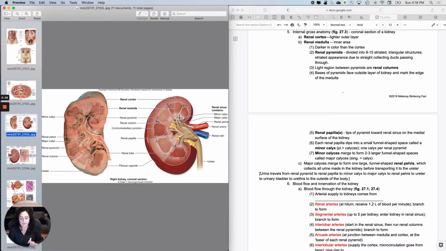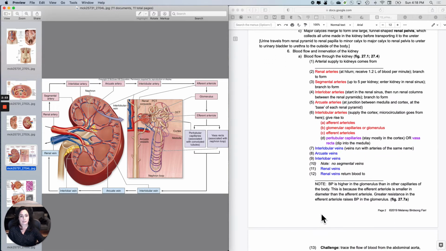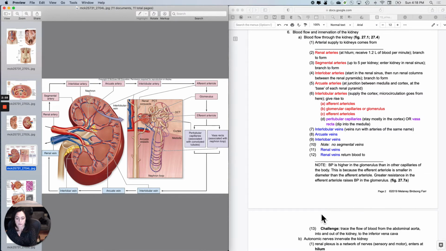Okay, so the next thing I want to talk about is blood flow to the kidney, and then a little bit about innervation of the kidney. So blood flow to and from the kidney is one of the more complicated things. It's not as bad after you've gone through it a couple times. Okay, so big picture understanding, the blood flow through the kidney is going to, of course, come ultimately from the descending abdominal aorta, right? So you guys know that, but let's just go ahead and write it there.